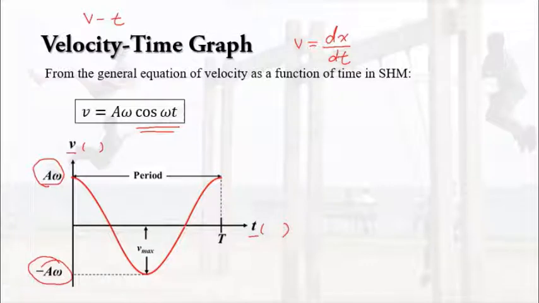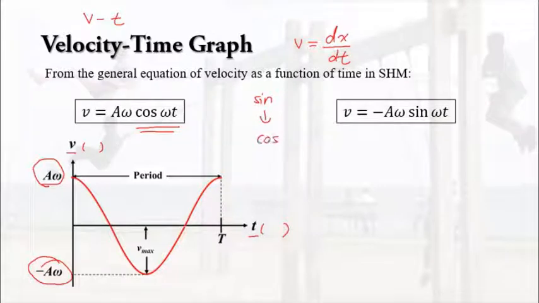Now, what if you have x in terms of cos? After you differentiate it, you are going to get v in terms of negative sine. Remember, if you differentiate sine, you get cos. If you differentiate cos, you obtain negative sine. So if you have x equals A cos omega t, after you differentiate it, it will give you v equals negative A omega sine omega t. If you look at this equation carefully, you have a negative here and a sine here, meaning that this is a negative sine function.